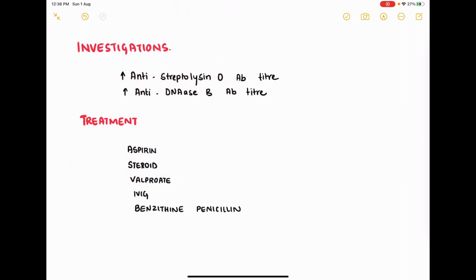The best investigation would be to look for a raised anti-streptolysin O antibody titer or a raised anti-DNase B antibody titer. And about the treatment, aspirin can be given for arthritis, as already mentioned. Steroids can be used for cardiac and neurological manifestations. Valproate for chorea, intravenous immunoglobulin for medically refractory chorea, and benzathine penicillin must be given at the dose of 1.2 million units every month until the age of 21 years.